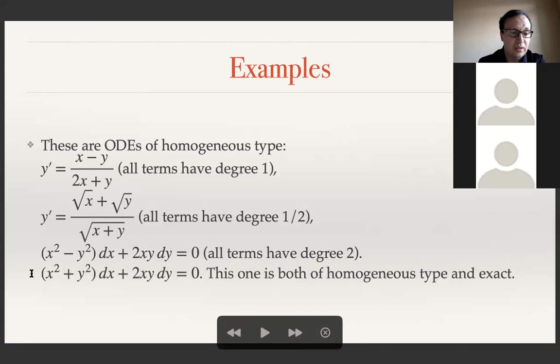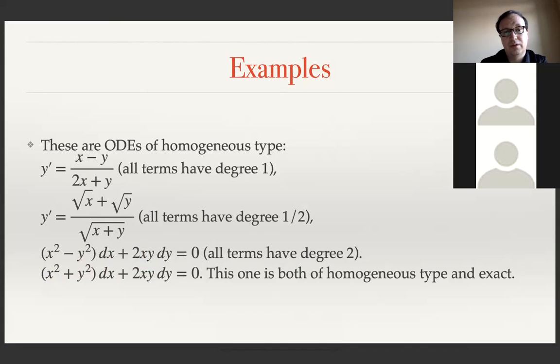So let's actually check. If we denote x squared minus y squared by capital M and 2xy by capital N, then partial M over partial y is minus 2y, and partial N over partial x is plus 2y. So this equation is most definitely not exact. However, it is one of those equations that can be made exact, maybe by multiplication by 1 over (x squared plus y squared) quantity squared, or something like that.